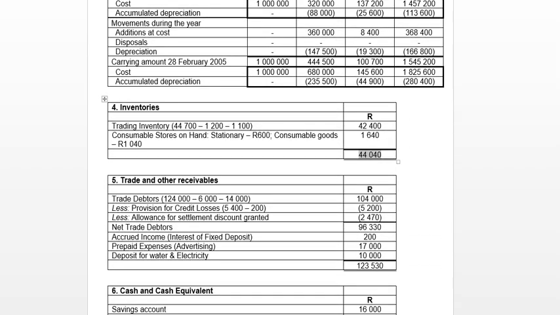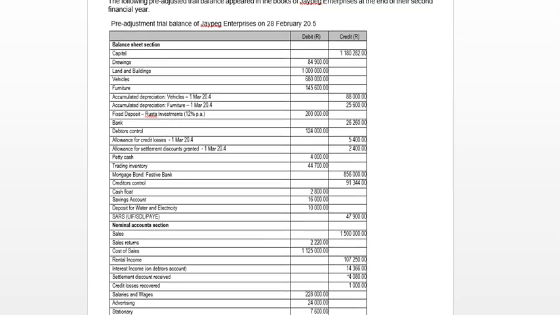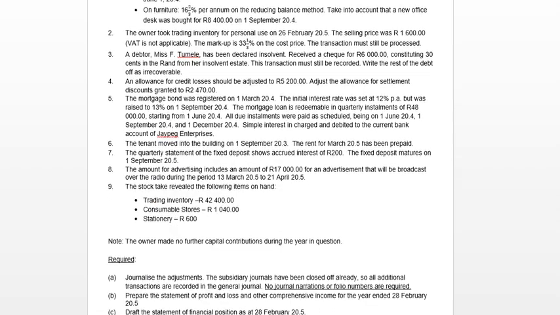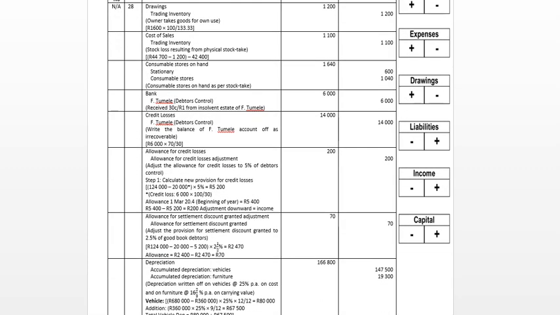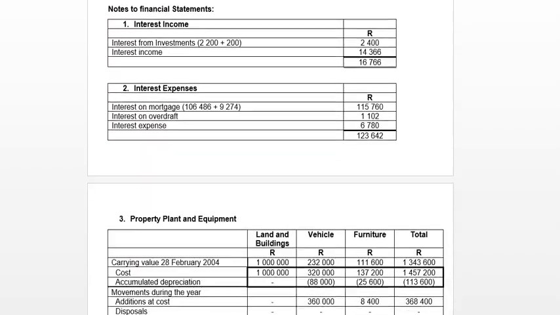Then we've got our trade and other receivables. So our balance towards trade and other receivables: it's 124,000 Rand towards debtors, but we need to subtract from that Miss F Tomele. So the 6,000 Rand which we received from her, and then the 14,000 which we had to write off. So we have to subtract 20,000 Rand from that.